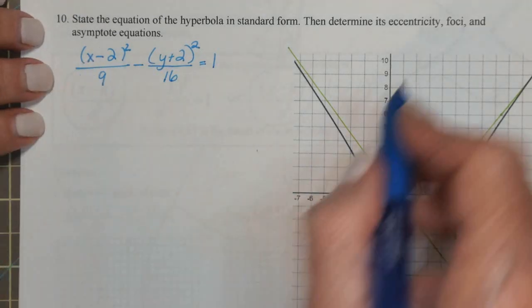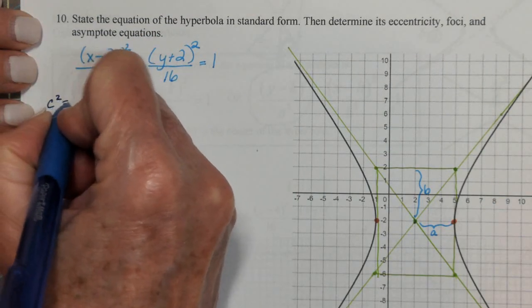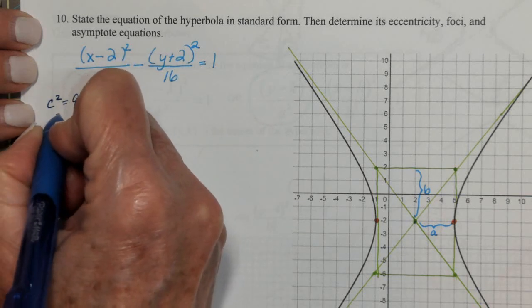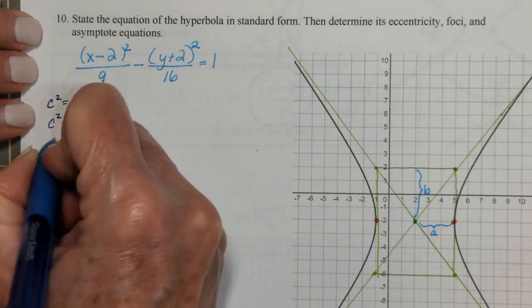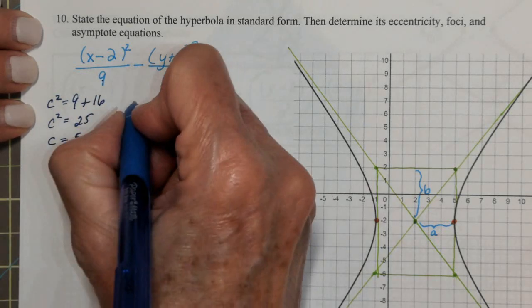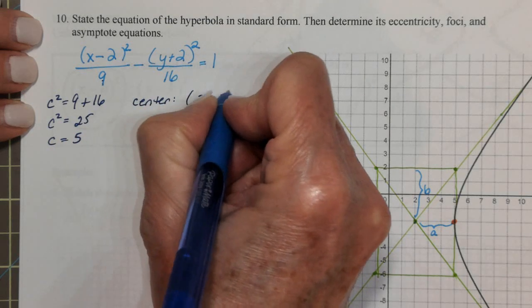So for eccentricity and the foci, I'm going to need little c. So c squared is 9 plus 16. 9 plus 16 is 25, so c is 5. Okay. My center is 2, negative 2.